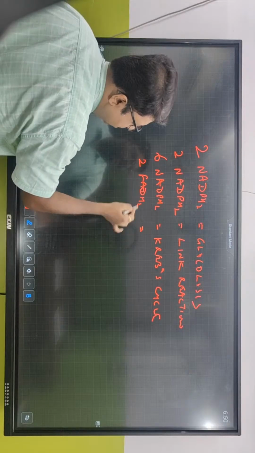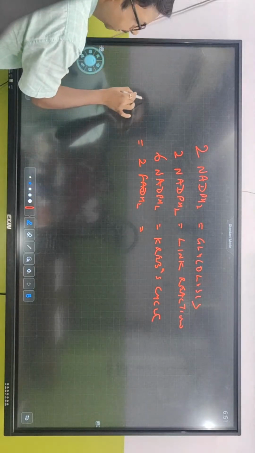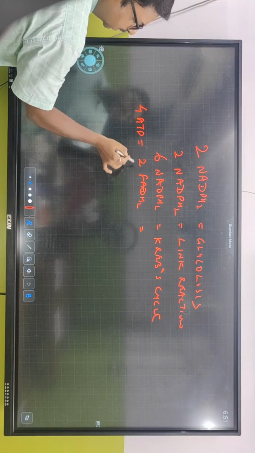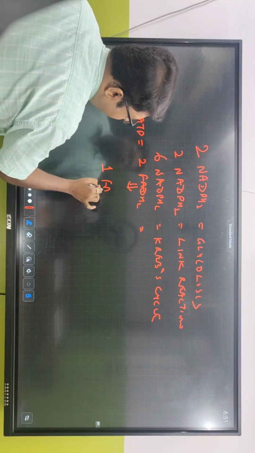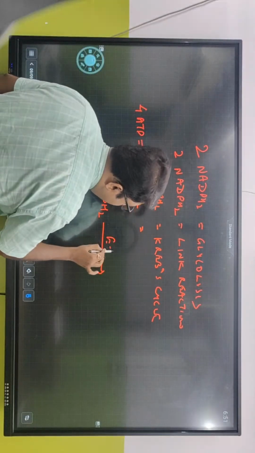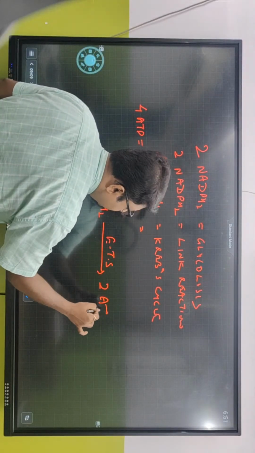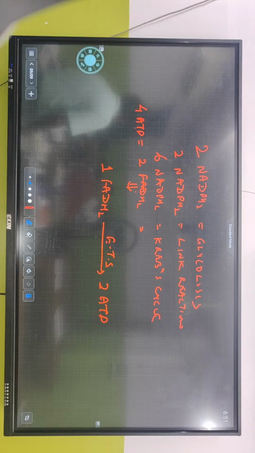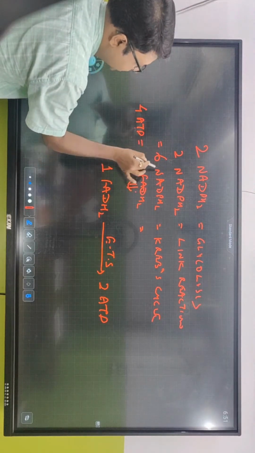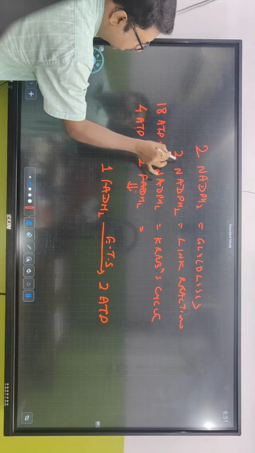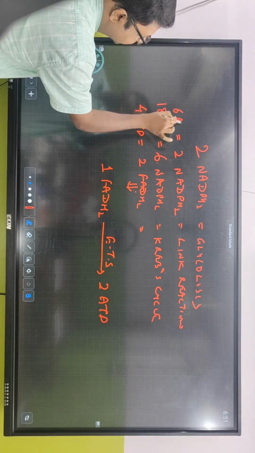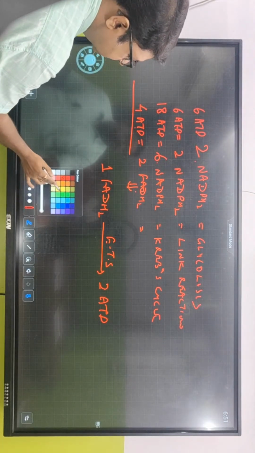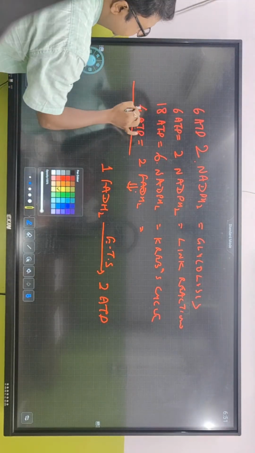And how many FADH2? Two FADH2, one per Krebs cycle. How many will two FADH2 give? One FADH2 when it goes inside the electron transport system gives 2 ATP, so two FADH2 give 4 ATP. Six NADH2 give 6 into 3, 18 ATP. The other NADH2 give 2 into 3, 6 ATP. The count comes to 34.